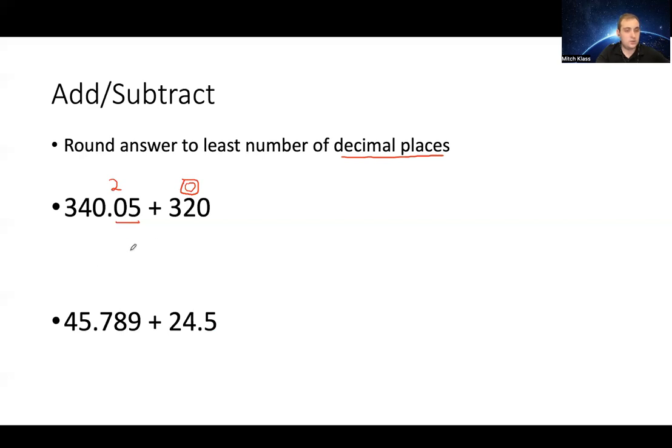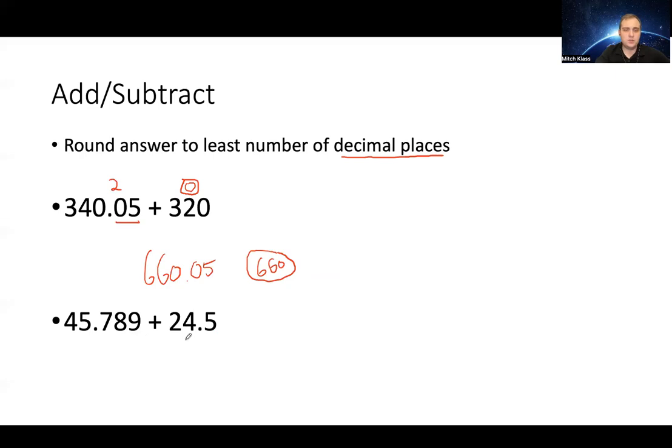So using the calculator, 340.05 plus 320 is going to equal 660.05. And we want this to round to 660 because we want the least number of decimal places, which in this case is 0. Let's look at another example.